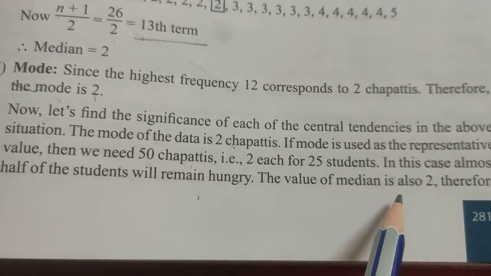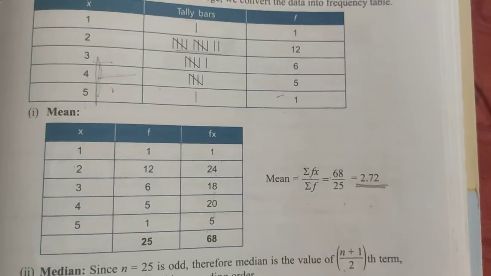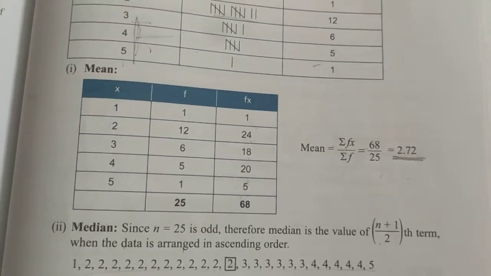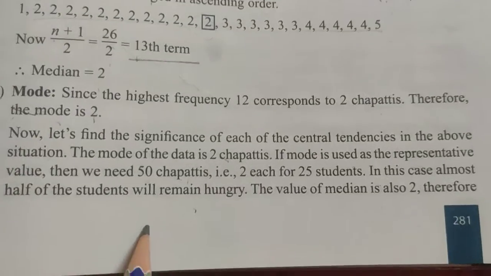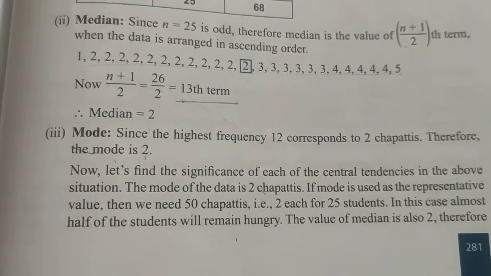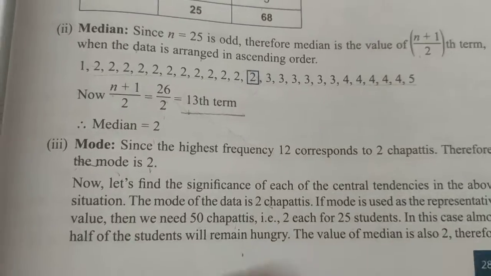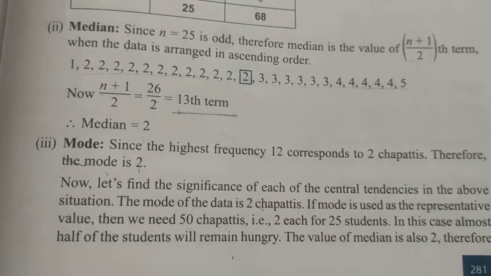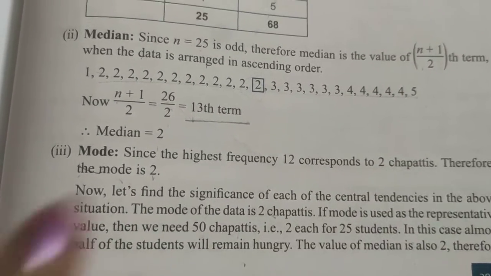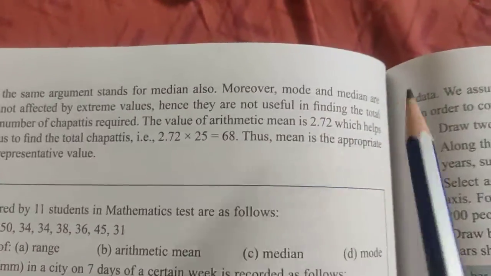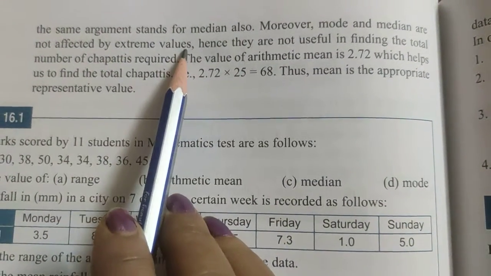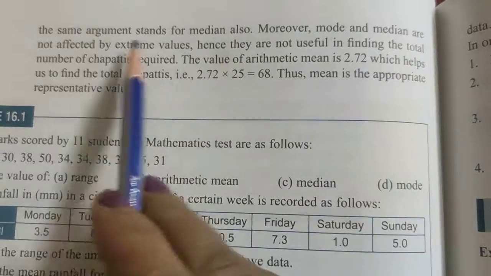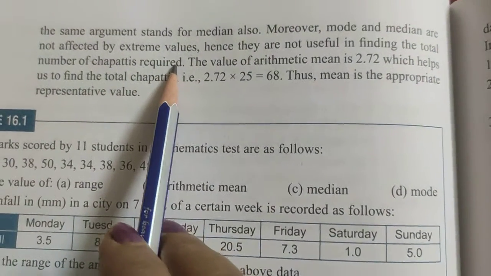Now the value of median is also 2. The value of the median, which we have found out here, is also 2. So it will be the same thing, that if we make our chapatis on the basis of mode or median, half of the students will remain hungry. Moreover, the mode and the median are not affected by the extreme value. Hence, they are not useful in finding the total number of chapatis required.